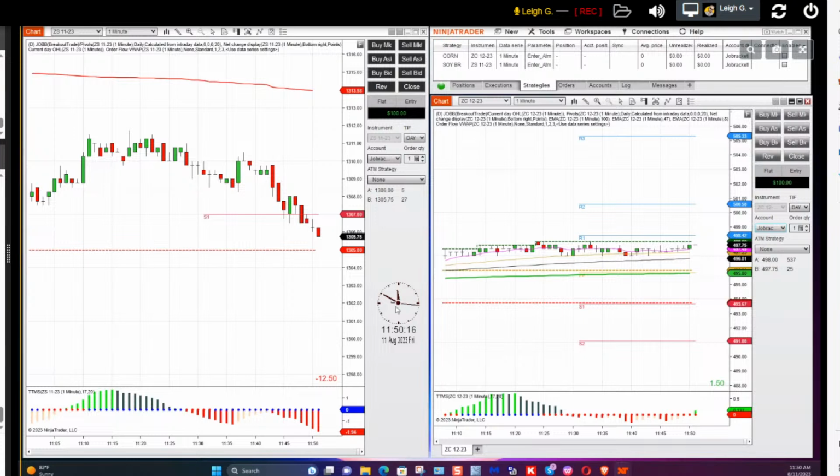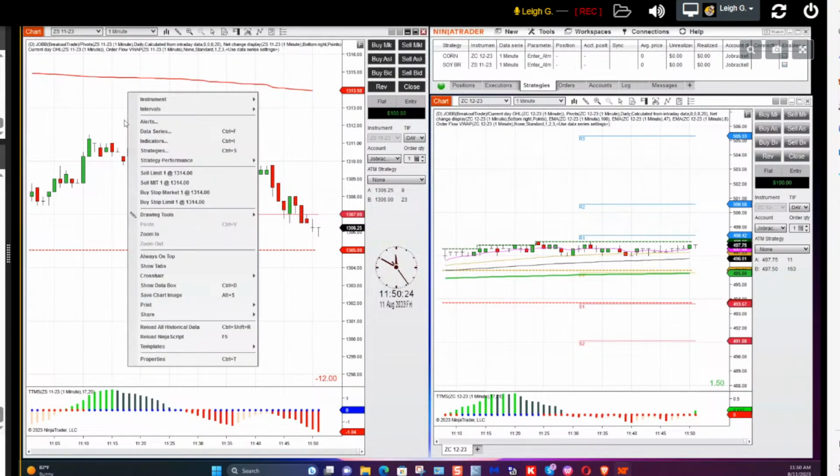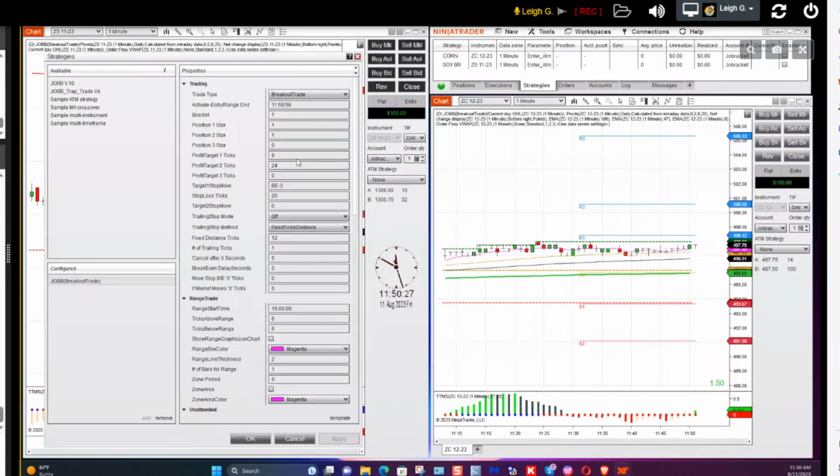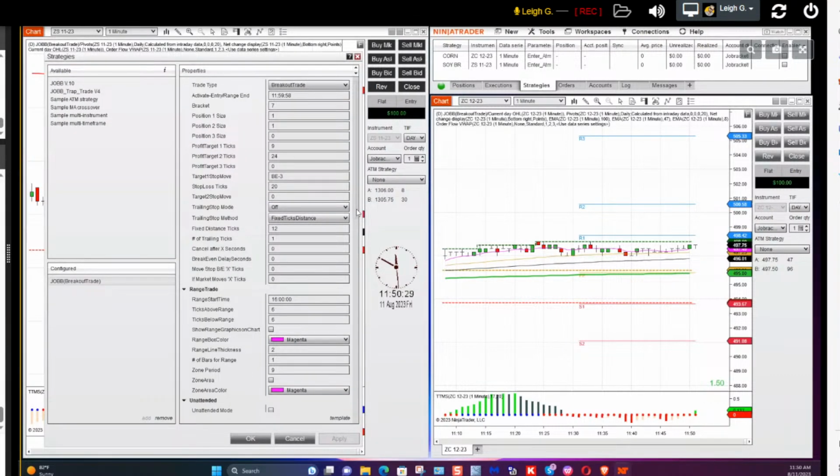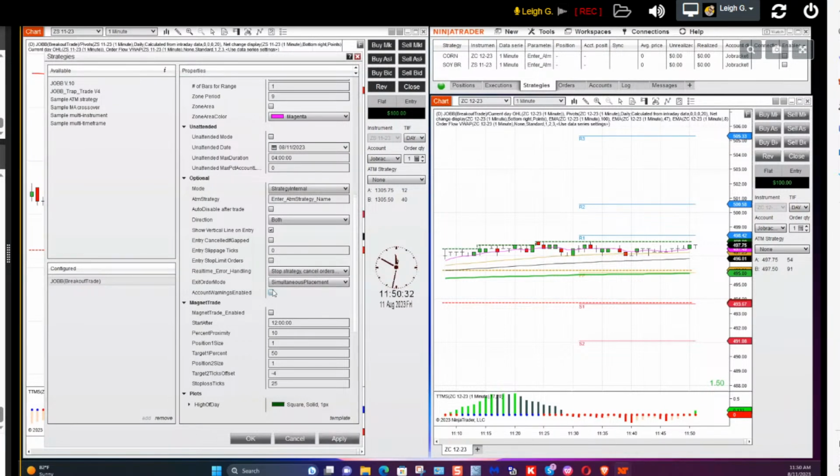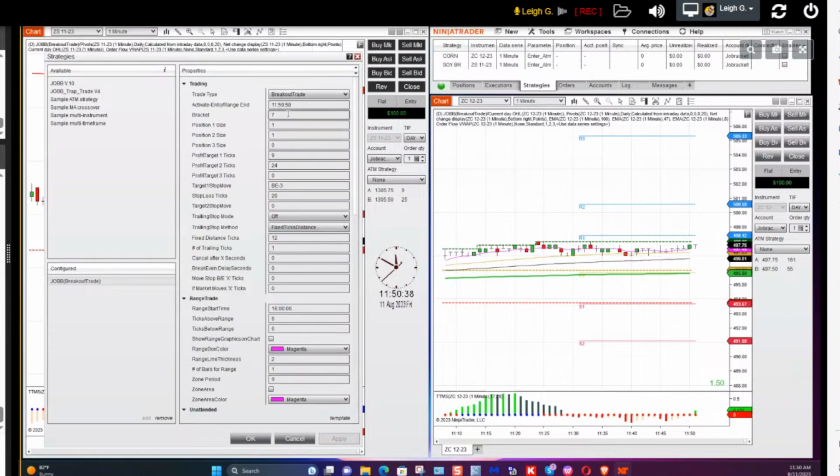Now, I knew I left my money on with soy. So I'm going to go back and turn off my account warnings. Turn them off, apply it, and okay it. So one more time on my soy trade, breakout 1159.58, bracket of 7, targets of 9 and 24 with a stop of 20, break even -3 if my target 1 gets hit.